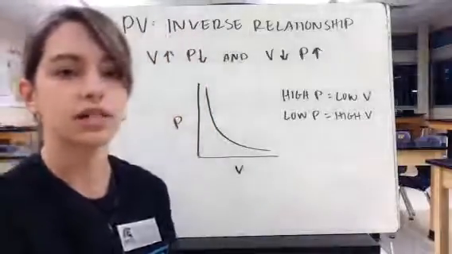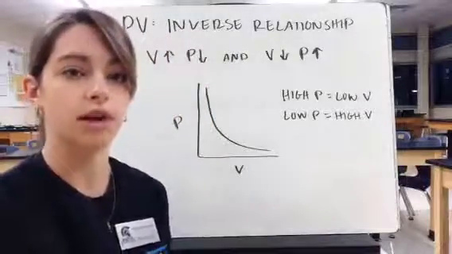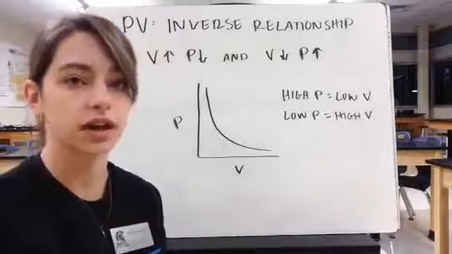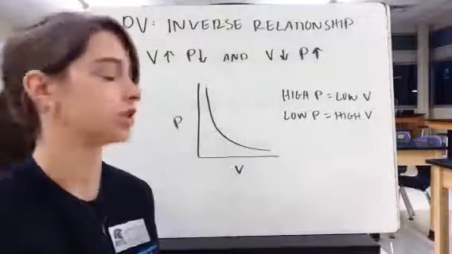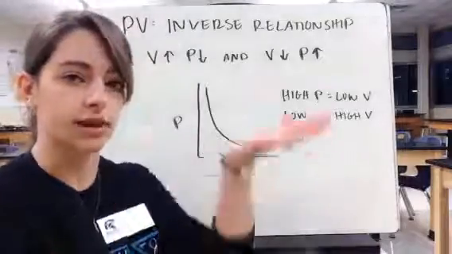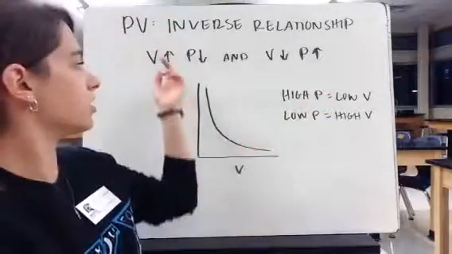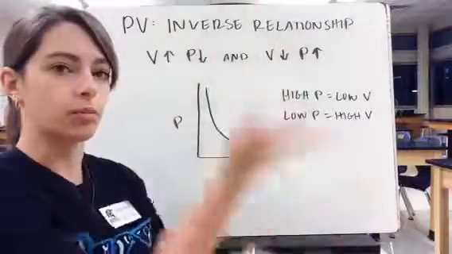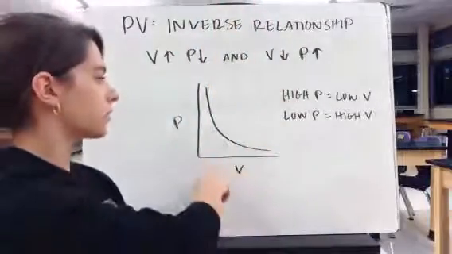So here's a quick summary of what we found during part one of the pressure exploration. We found that the relationship between pressure and volume is considered an inverse relationship. That means if one goes up, the other is going to go down. So if our volume's going up, our pressure is going down, and if our volume's going down, our pressure is going up. And here's what our graph looked like.